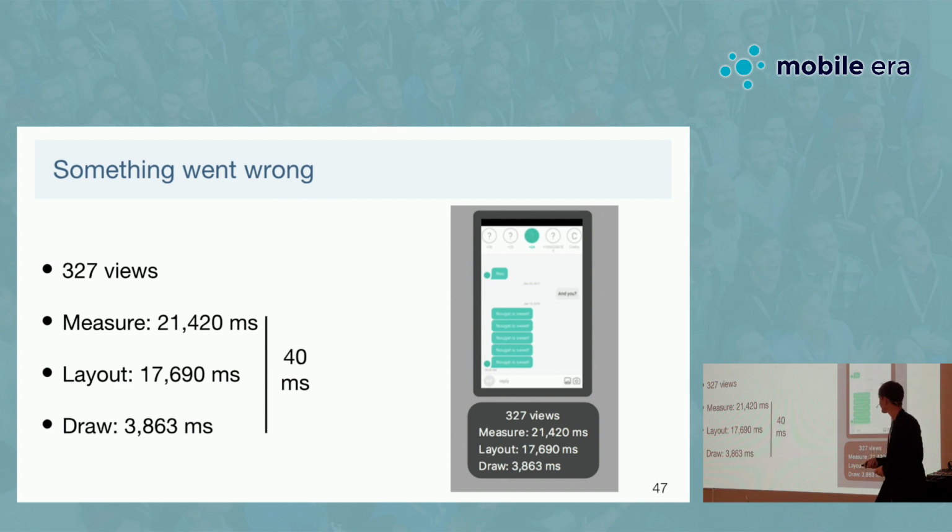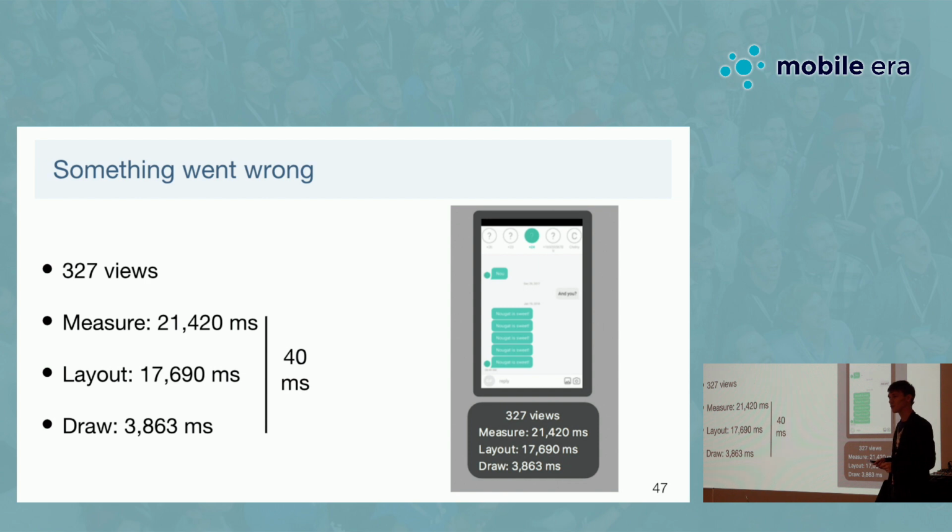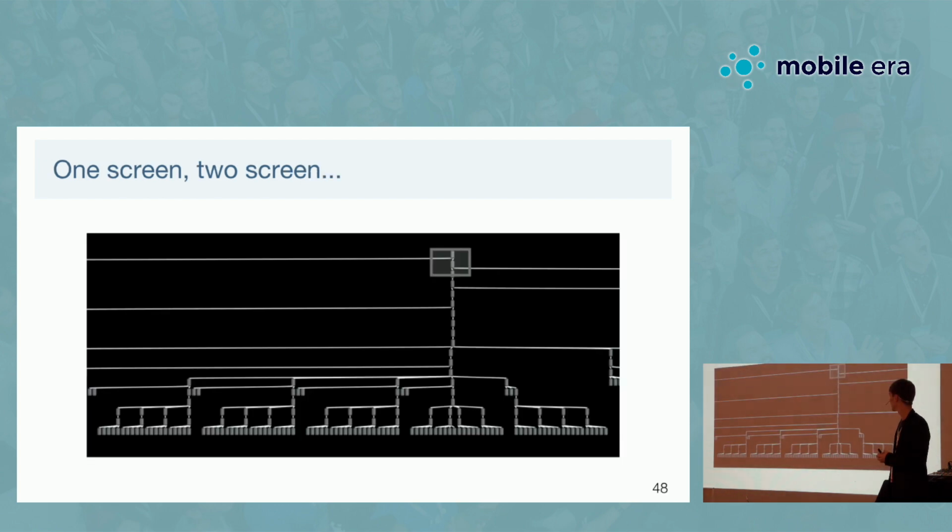I opened the screen and I see that it's rendered in 40 milliseconds. 40 milliseconds, what does it mean? It means that probably on average it will be like 20-25 FPS. And probably you can find that something went wrong. However, the most important thing was not the 40 milliseconds, but the 300 views that we saw. I mean, there are a couple of text boxes, there are some avatars, but 300 views? How? Okay, so we went into the hierarchy viewer, opened the trees, and what did we see?